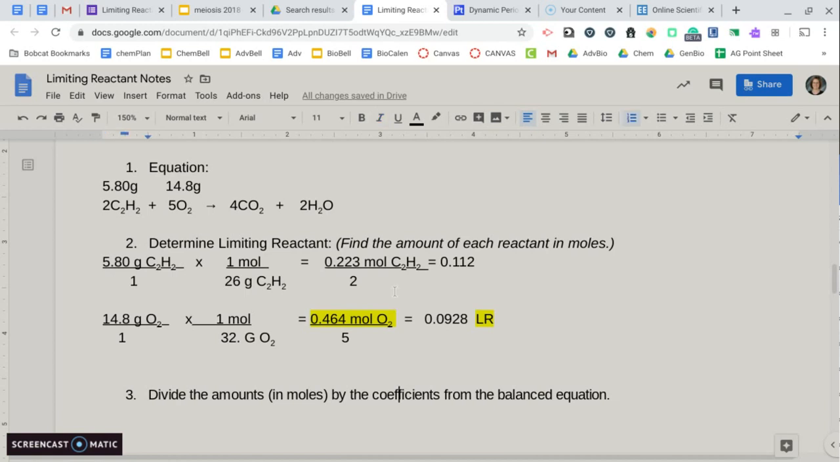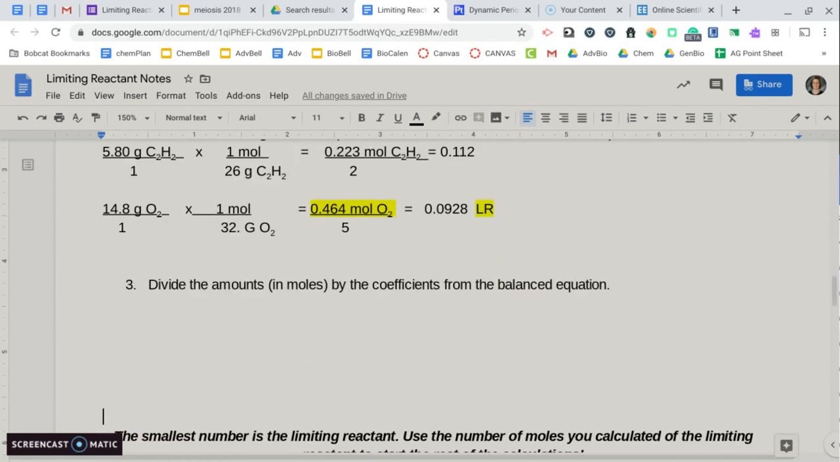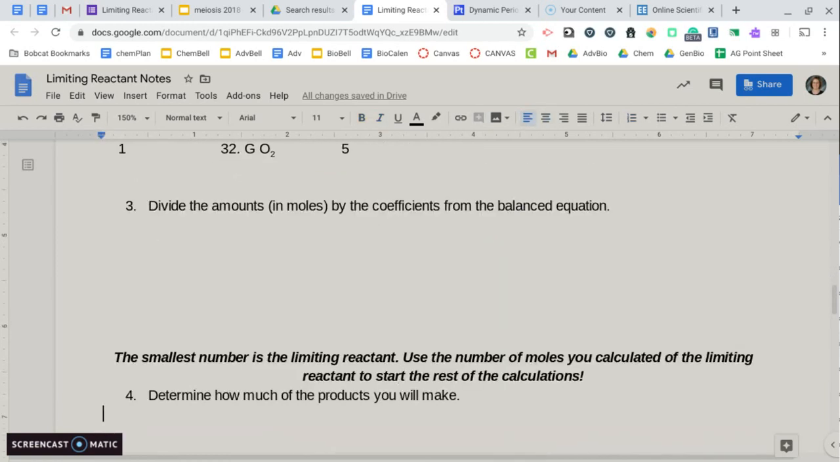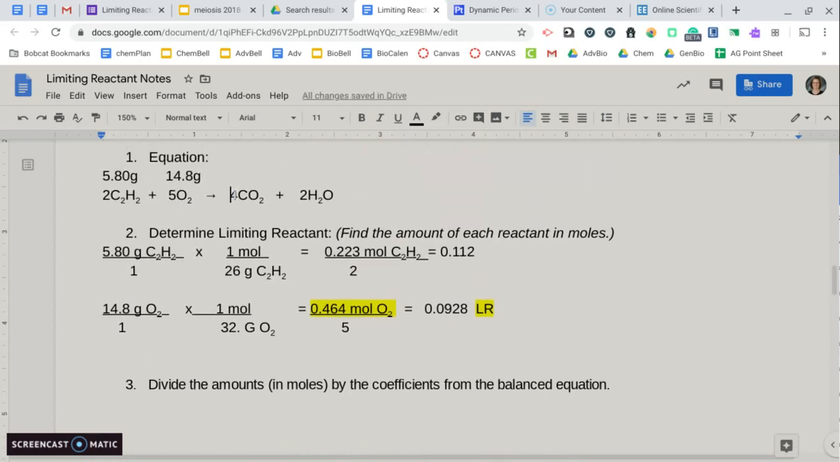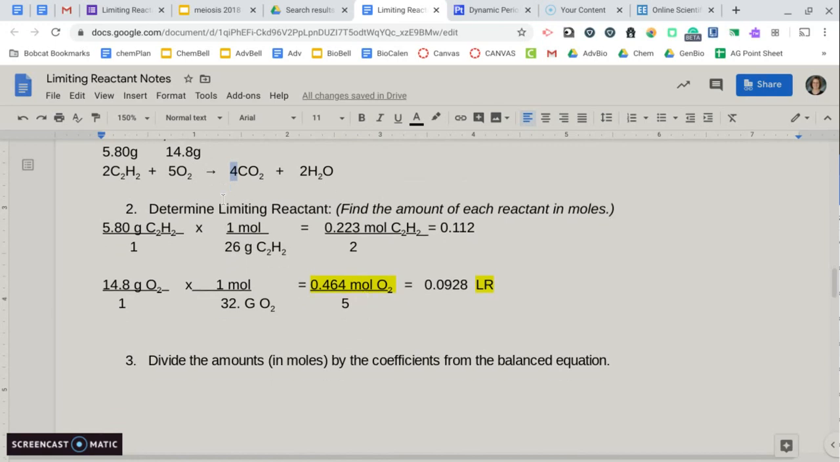All right, step 3, I already did that. I did that up here because I don't like to rewrite everything. Okay, so skipping down to 4, I'm going to determine how much of the products I'm going to make. I've got 2 products in this one, unlike the last one, so now I have to find 2 different ones. One of my products is carbon dioxide, and there was the 4 for the coefficient there. Remember, it's 5 for the coefficient for the oxygen.